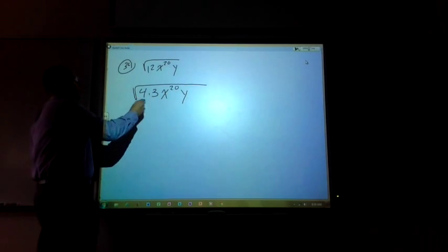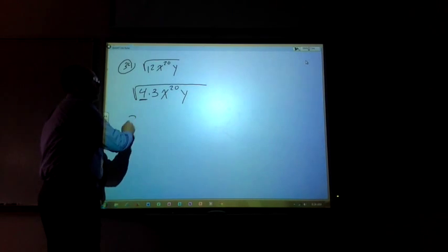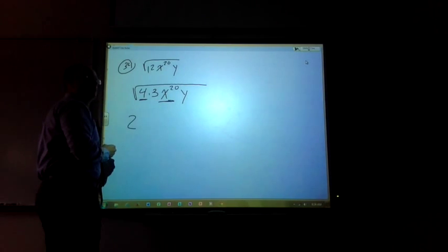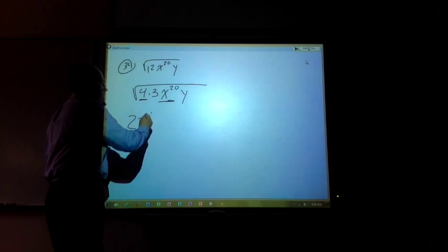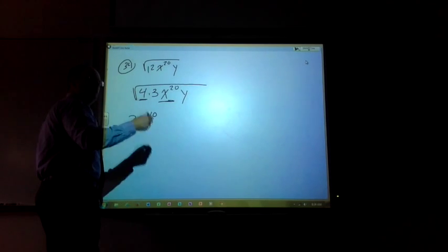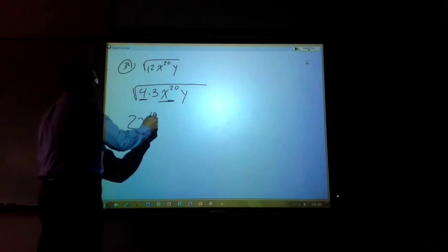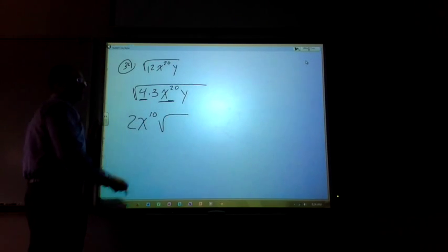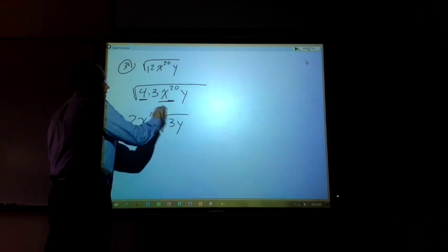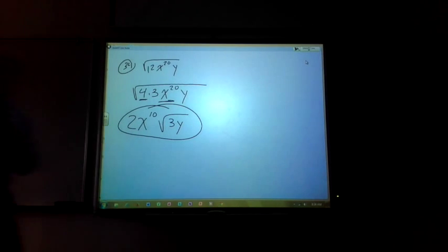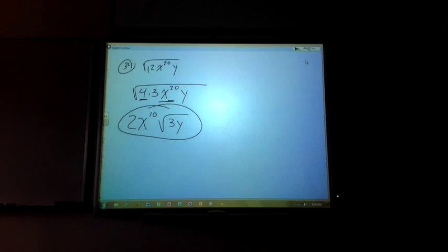Perfect square. What's the square root of that? 2. What's the square root of this? X to the 10th. Awesome. The square root of an even number is perfect. What do I still have left inside? 3 and a y. Okay? There's no x's in there because x to the 20th happens to be a perfect square. What's that? Exactly. The pairs break down evenly. I like it. Y'all feel okay about that?